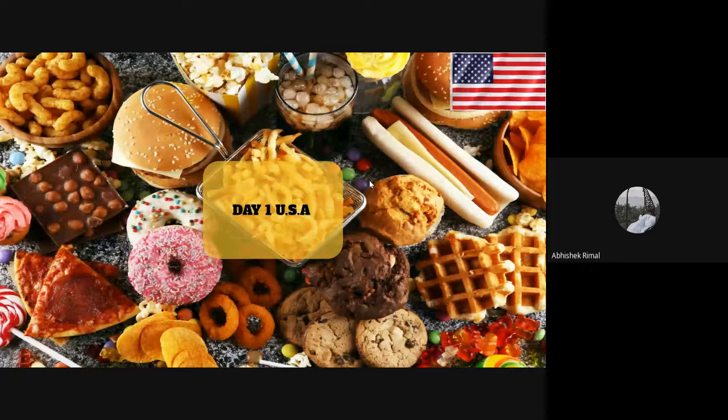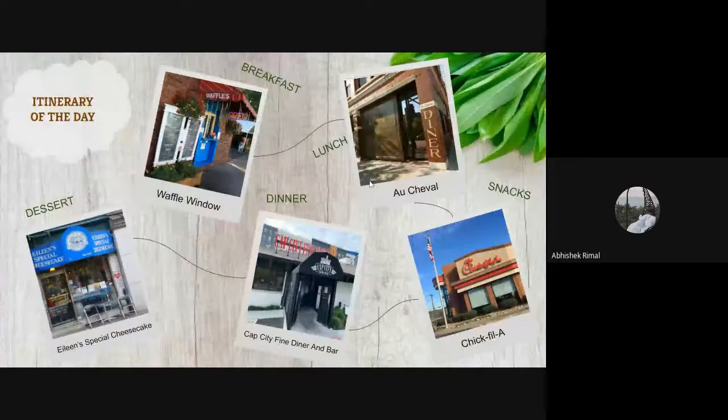Now we start our day by looking at the itinerary of the day in USA. As you can see, there's breakfast, then lunch, snacks, dinner, and dessert. This is the itinerary of the whole tour, and these are the restaurants that we'll be exploring as a team of seven, trying the food and exploring the cities as well. I also like the Polaroid pictures because I think this is a very nice way of collecting memories of the whole tour.